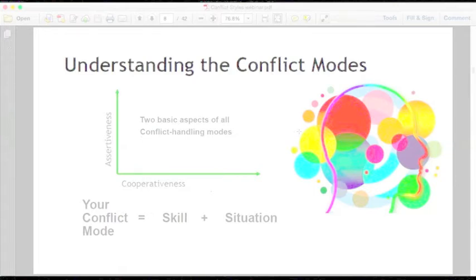First, on the left, you'll see assertiveness. So how assertive are you? Meaning how much do you take care of your interests and sacrifice somebody else's interests? And on the cooperative line on the bottom, how cooperative are you, or how do you take care of somebody else's interests at the expense of your own interests? So that's what we're going to look at: those 2 dimensions, and then all of the modes within those dimensions.